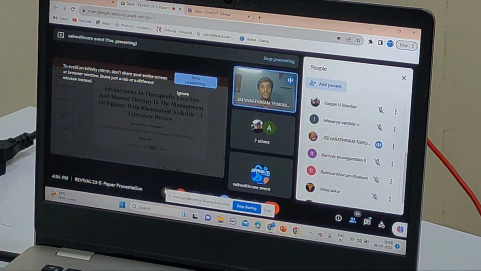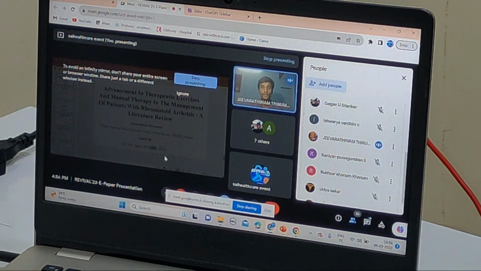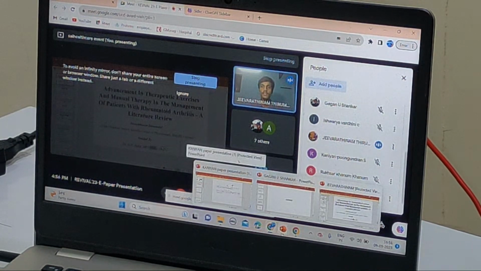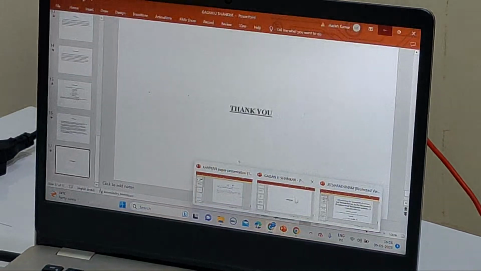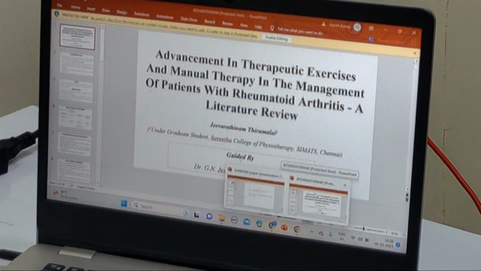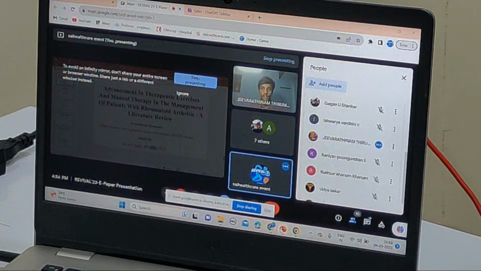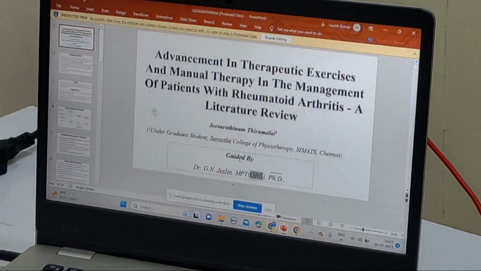Good evening. I'm Jeevaratnam from Savita College of Physiotherapy, presenting as a fifth semester student. I'm very happy to present the paper on this beautiful occasion of World Physiotherapy Day on the topic Advancement in Therapeutic Exercises and Manual Therapy in the Management of Patients with Rheumatoid Arthritis, a literature review.